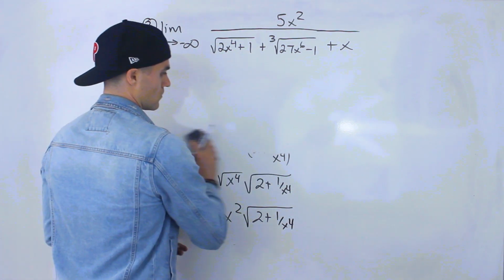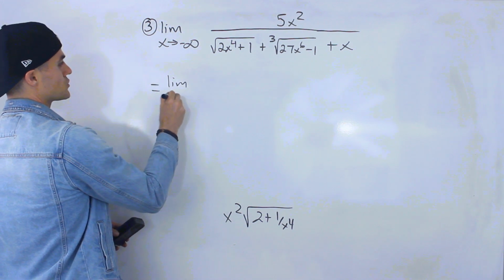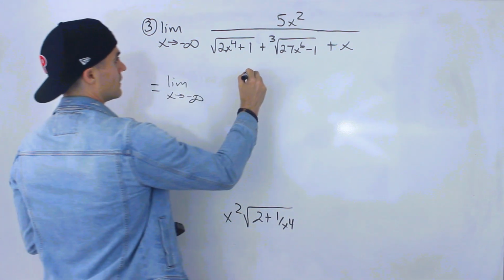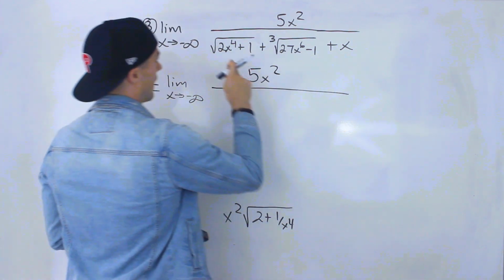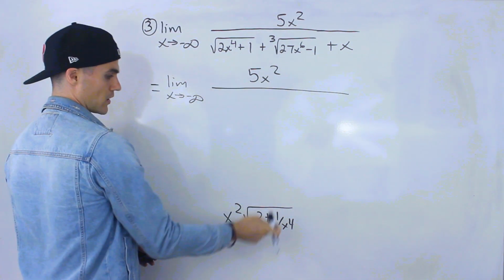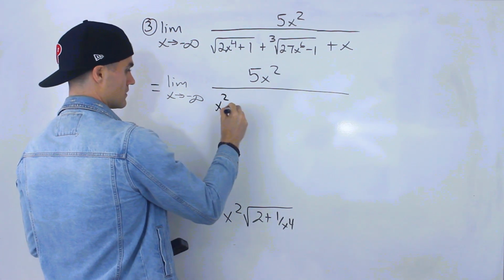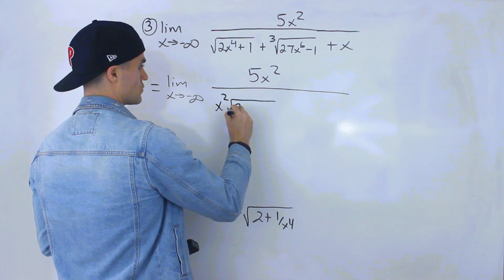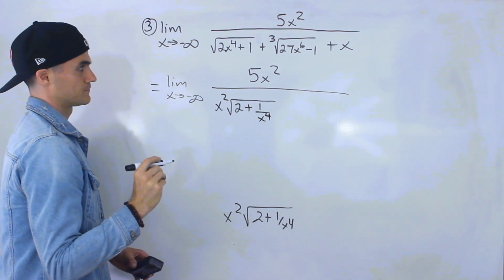Okay, so let's actually start rewriting this limit. So we got the limit as x approaches negative infinity. We got this 5x squared up here. And then this square root of 2x to the 4 plus 1 is the exact same thing as this: x squared times the square root of 2 plus 1 over x to the 4.